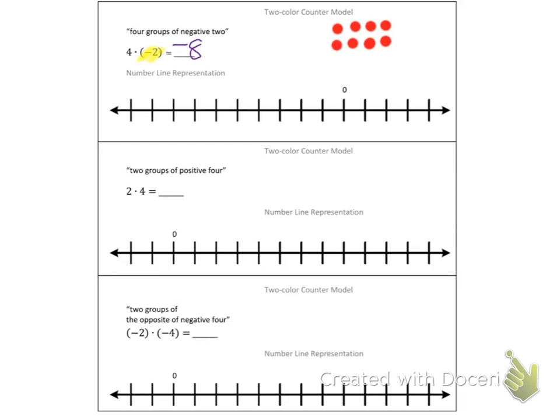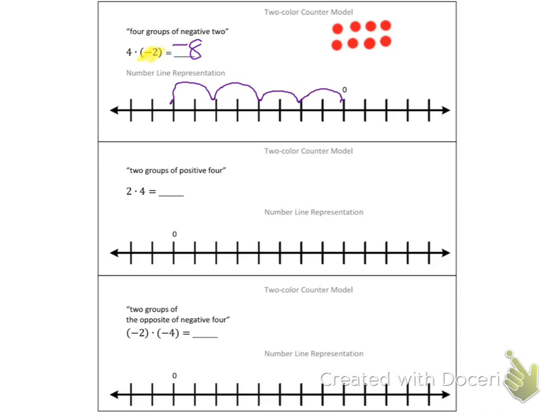So then on the number line, I'm going to skip count by negative 2's because that's how many are inside each group. I want to skip count by what is in the group, not the number of groups. So I would start at the 0, and I'm going to skip count by -2. So -2, -4, -6, -8. So each group has -2, so each jump on my number line also has -2.